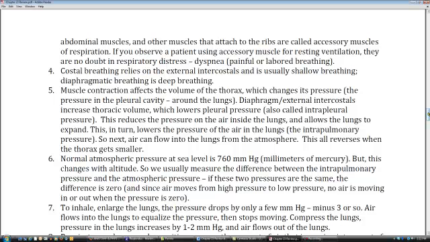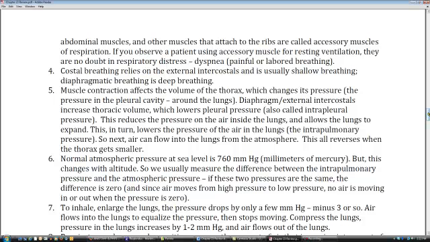Okay, so the direct effect of the muscles is on the thoracic volume, and that changes the pressure in the pleural cavity, the pressure around the lungs. And as this pressure changes, it either pulls out on the lungs or pushes in on the lungs. So when you're inhaling, you pull out on the lungs. This increases the lung volume, which drops the lung pressure, which lets you inhale.